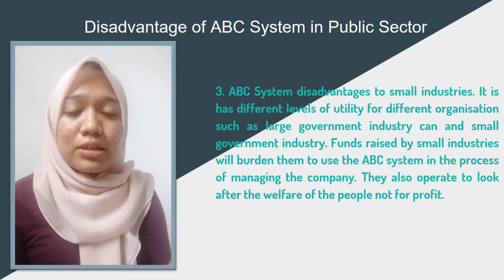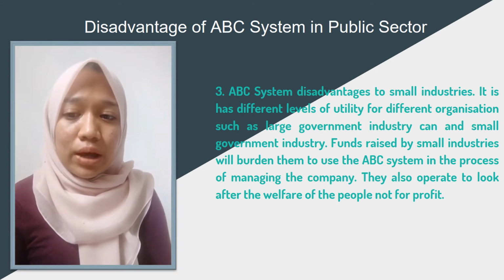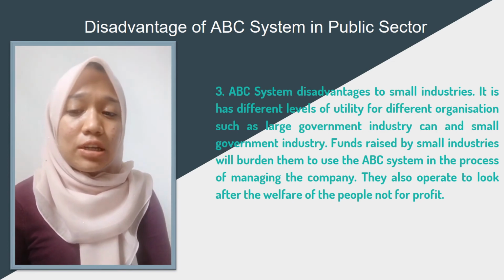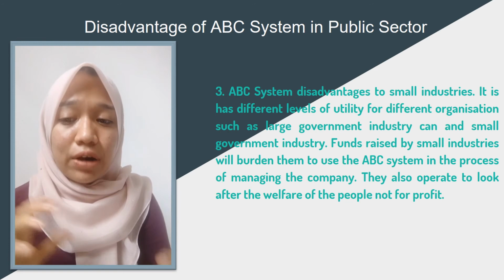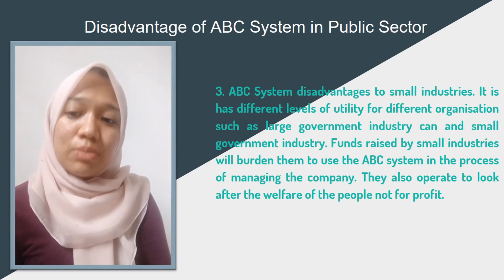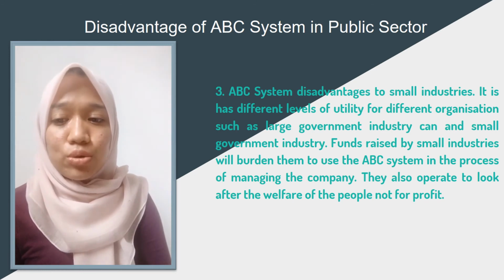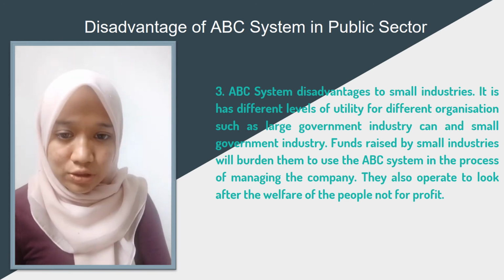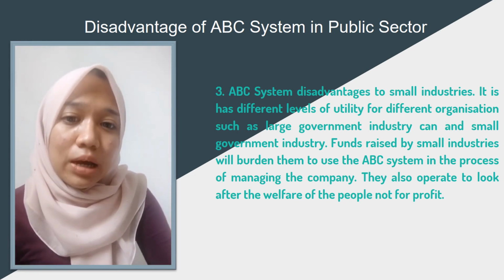The last disadvantage of the ABC system is for small industry. It has a different level of utility for different organizations, such as large government industry and also small government industry. So the fine raised by the small industry will burden them to use the ABC system in the process of managing the company. They also operate to look after the welfare of the people, not for profit. So it's hard for them to apply the ABC system in their industry.